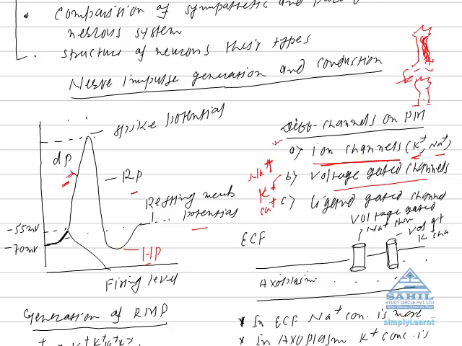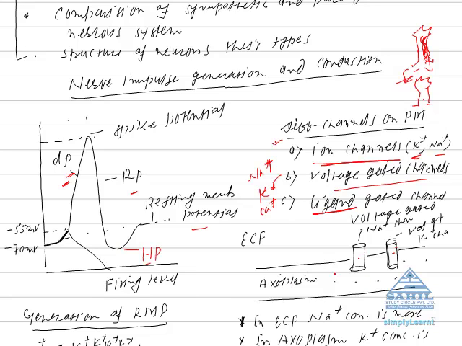Another channel is called the ligand gated channel. A ligand is a chemical. When such chemicals are present, some specific channels open; otherwise they remain closed. These are voltage gated channels, you can see in the diagram. This is a diagram of an axon, the part of a neuron. Axon is like a cylinder.